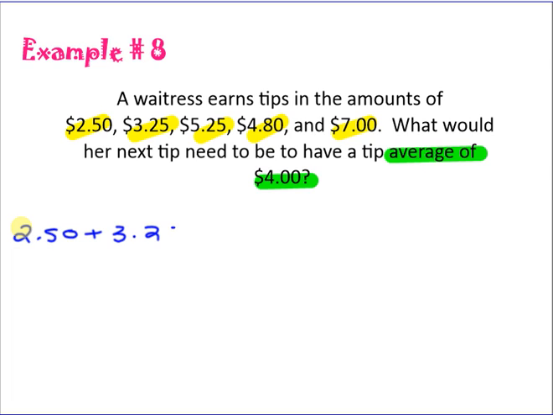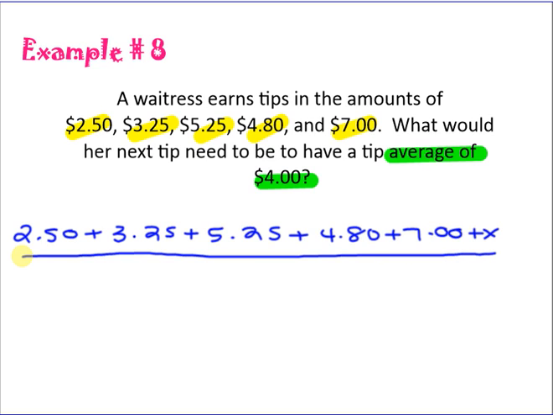So let's go ahead and add up our given values. $2.50, $3.25, $5.25, $4.80, $7, and X. How many terms do we have? 1, 2, 3, 4, 5, and 6. And we're going to have an average of $4. So I'm just going to put 4. Now let's go ahead and simplify our numerator here.